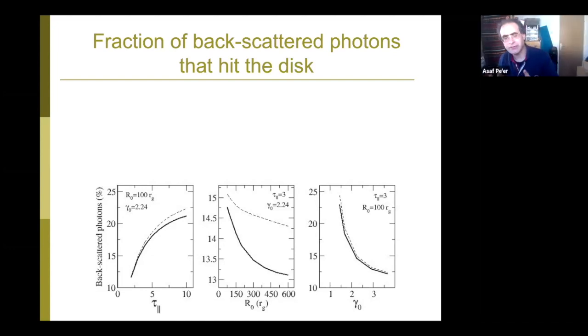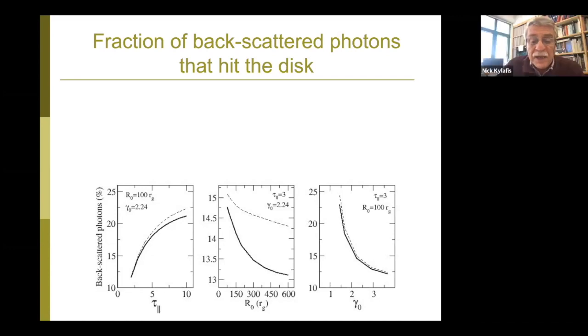Actually, as I told you at the very beginning, when I started my talk, what people do is use the so-called lamppost model. They assume an isotropic point source at some height h, and vary the height until they get the reflection that is observed. Mathematically, it's fine. It's just not physical. So now what we're saying with this paper is, folks, the jet is a natural lamppost.